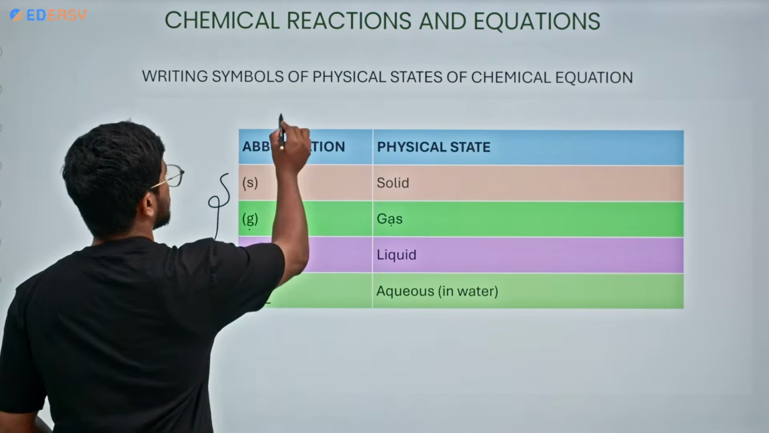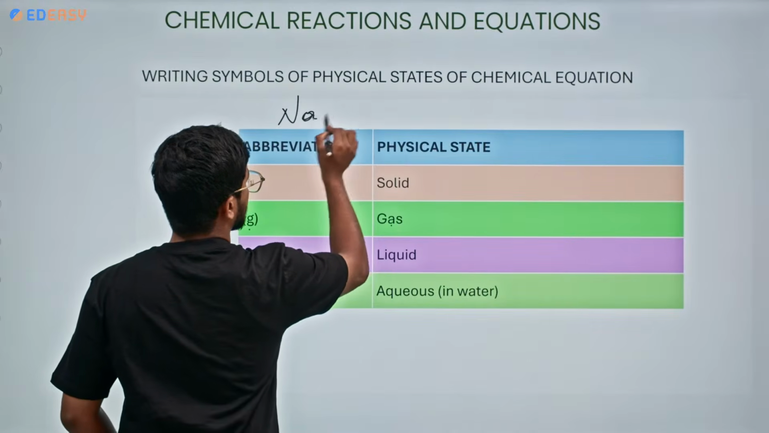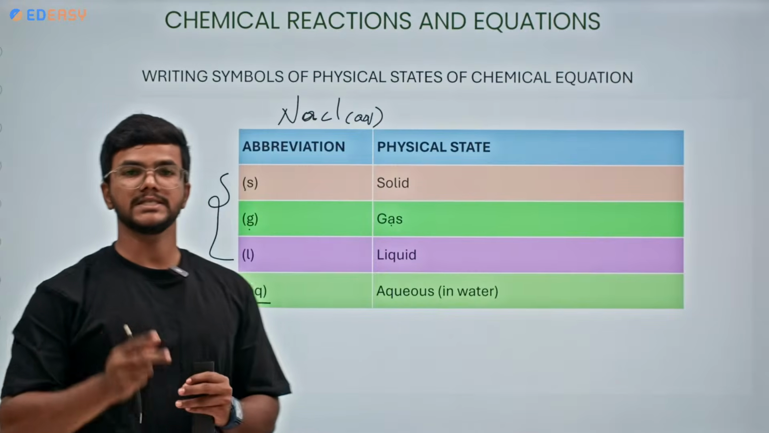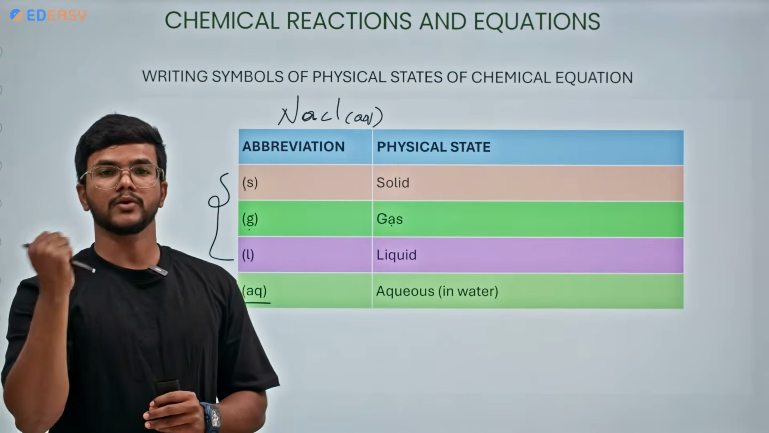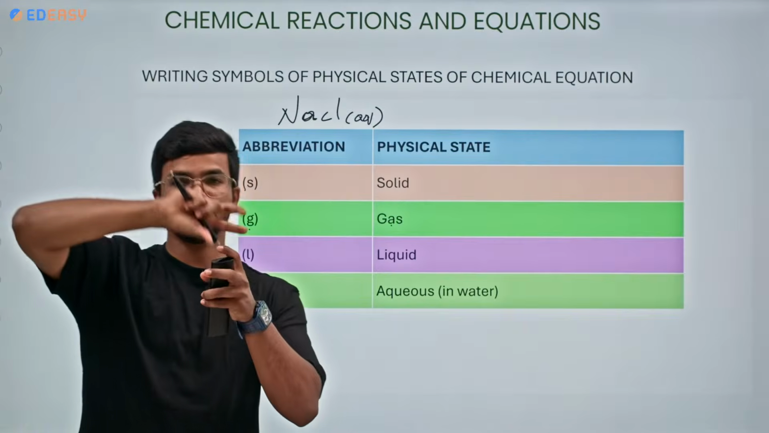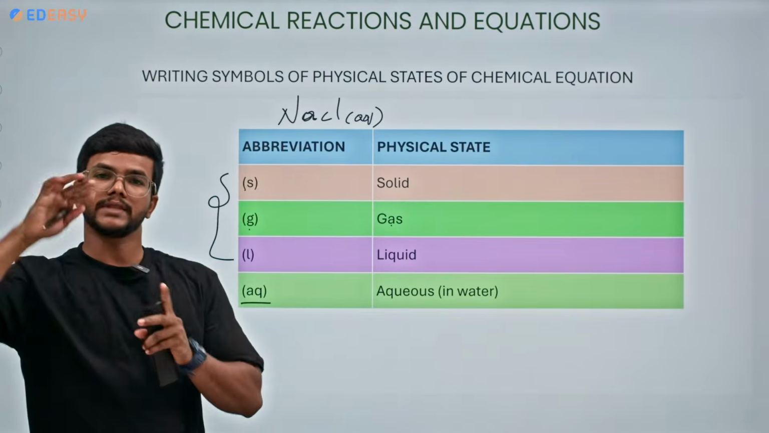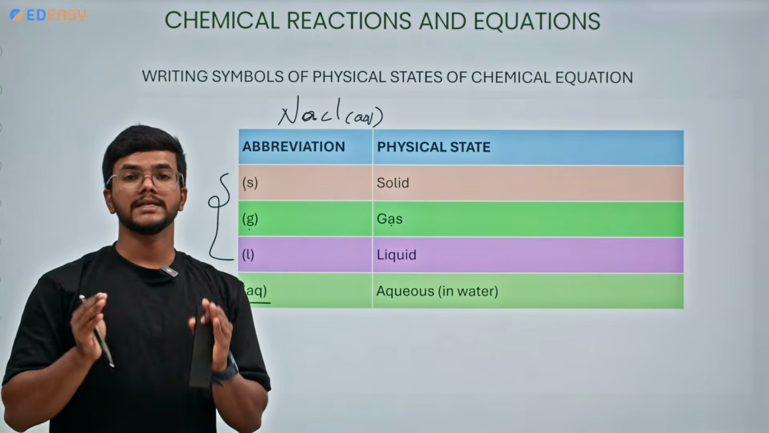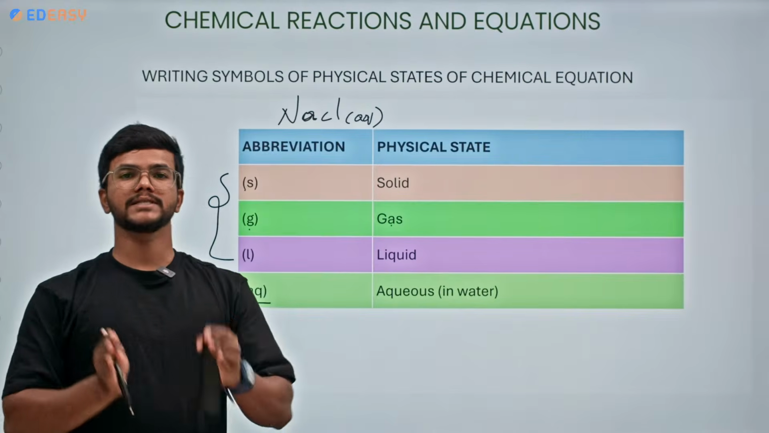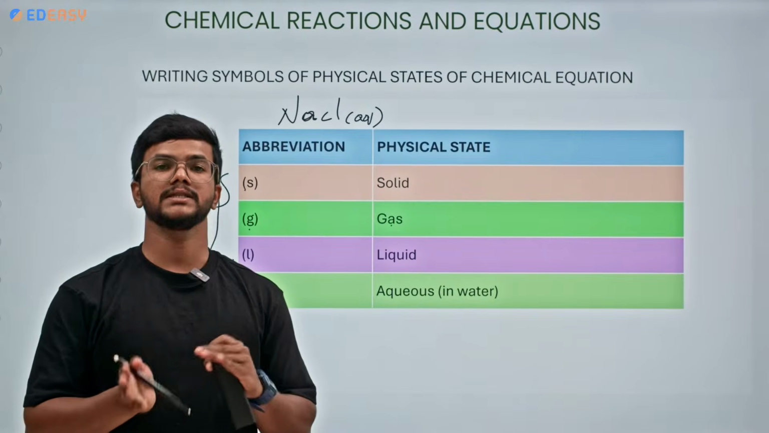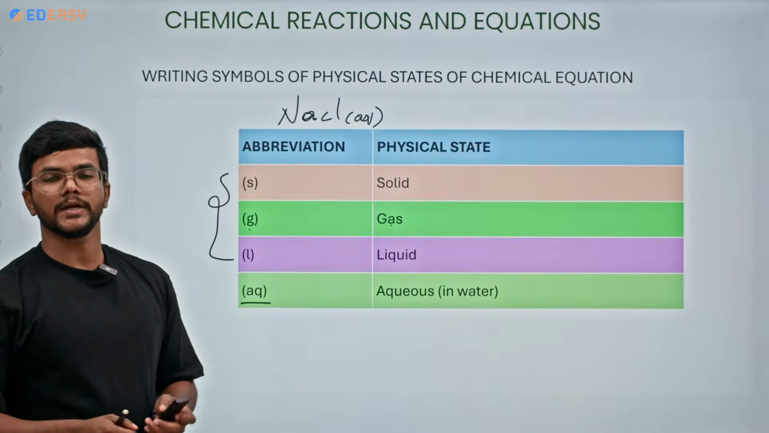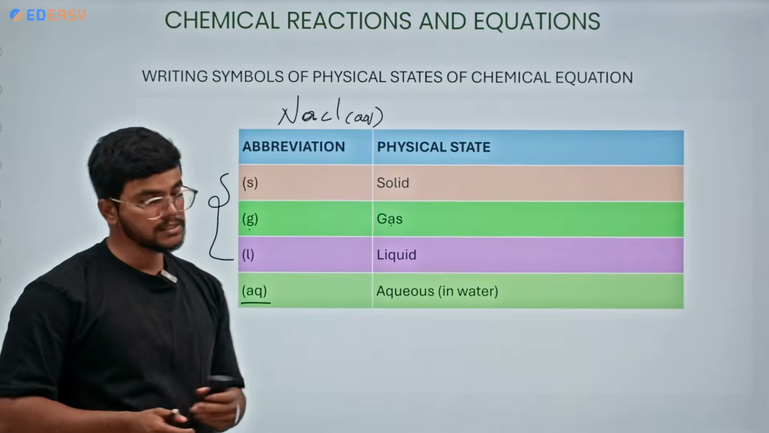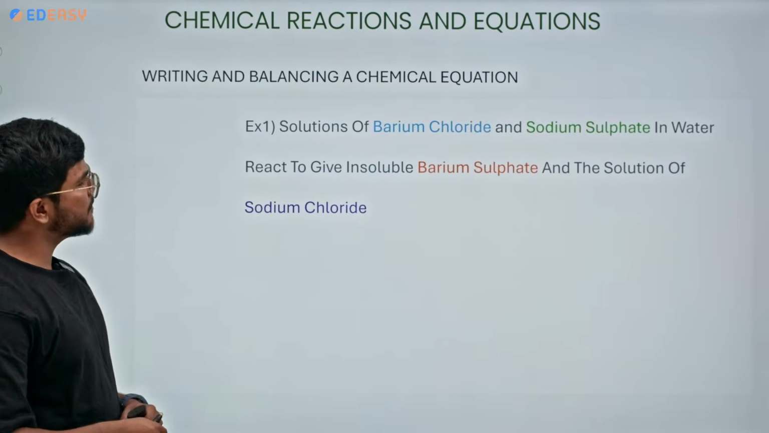Let us assume NaCl (aq). NaCl is a common salt which is in the solid state at room temperature. But when you add it to water, it dissolves in the water. That liquid is nothing but the aqueous solution of NaCl. NaCl aqueous means the solid mixed in the water, which is in the liquid state. Hope you understand the physical states of the given chemicals.